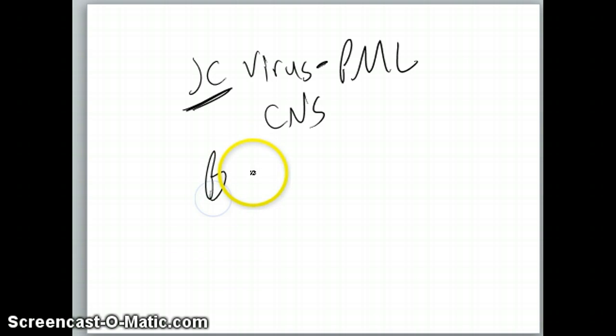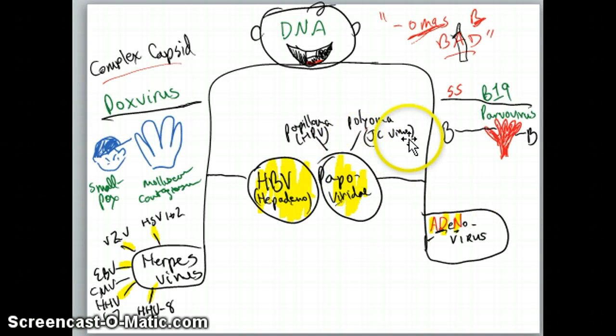The other form of this is going to be the BK virus, and you can remember bad kidneys for that because it's going to go down and infect your kidneys. It infects kids and the immunocompromised. There's no treatment available for that, and so that is your polyomavirus. So you have the junkie cerebrum form. You also have the bad kidney form.